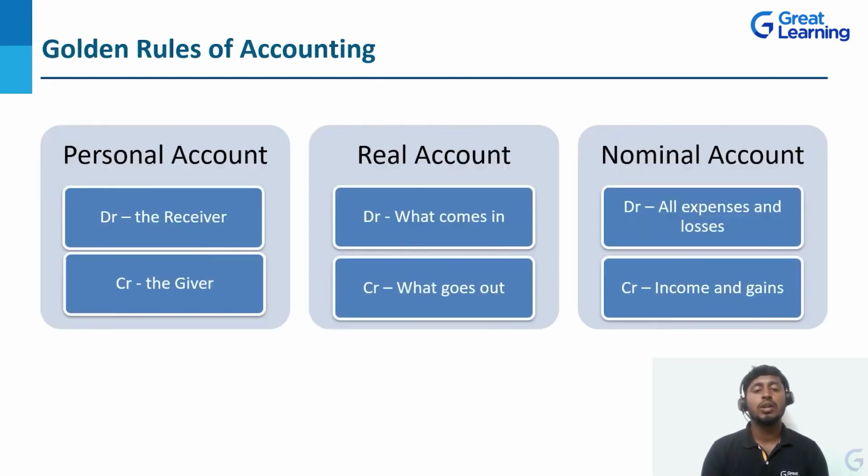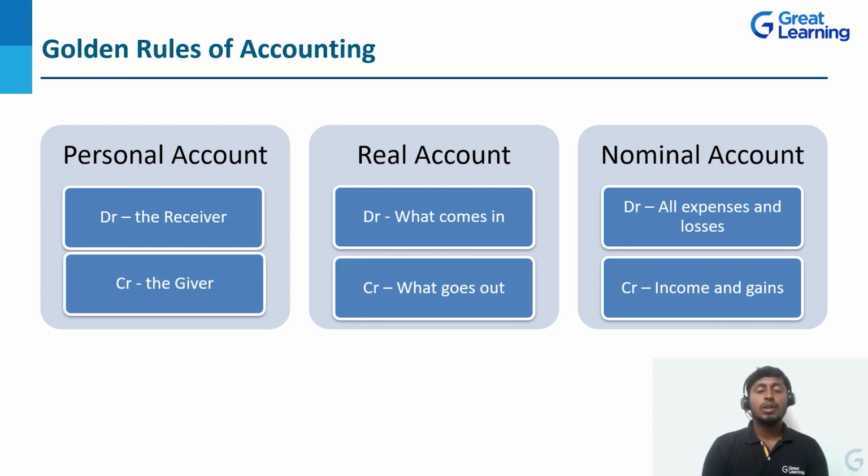Golden rules of accounting are the base for accounting. Without these golden rules of accounting, we cannot do any books of accounts or maintain any books of accounts. These golden rules of accounting are broadly classified into three categories or three accounts: personal account, real account, and nominal account. So we'll see one by one.